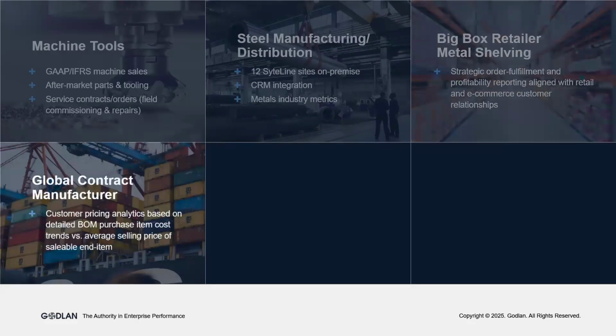Global contract manufacturers, so a company that basically contract manufacturers to other customers. The end items are specific to those customers. We went through a process of flattening out the bill of material and looking for purchase content within the bill of material, and also looked at looking at drivers for what would need to be a price increase to their customers, and looking at purchase cost trends against the purchase content within those end items versus the average selling price of the saleable end item.